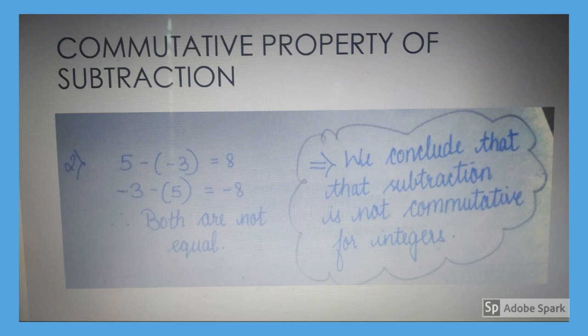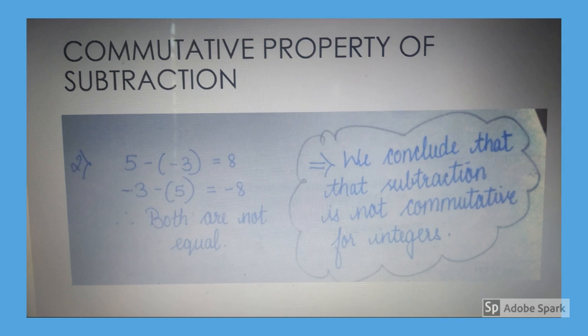So now let's take a look at commutative property of subtraction. Okay, so commutative property states the same, that whenever the integers are rearranged, the answer should be the same. So let's see whether it's true for subtraction or not.